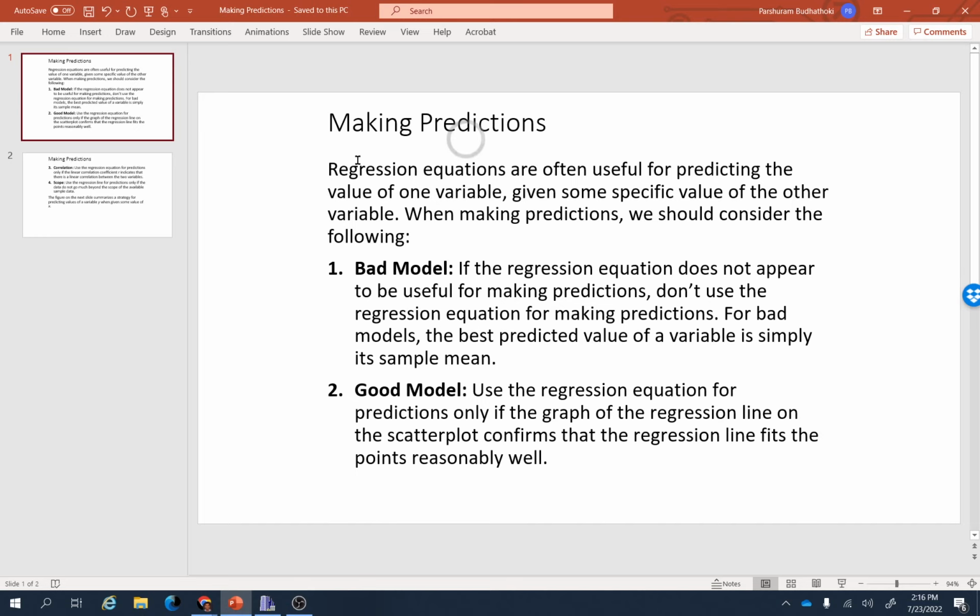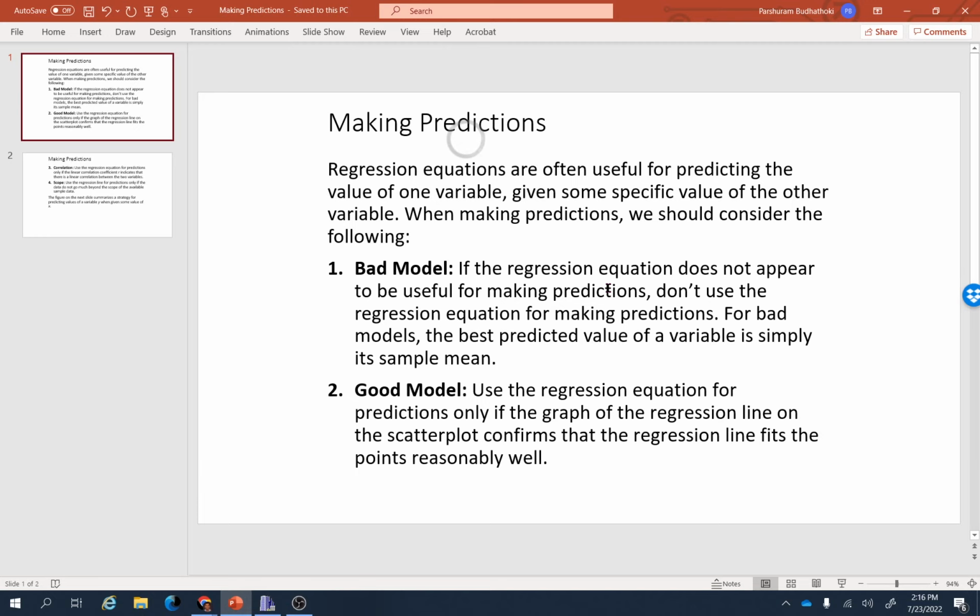Okay. So regression equations are often useful for predicting the value of one variable given some specific value of the other variable. When making prediction, we should consider the following. Bad model. If the regression equation does not appear to be useful for making prediction, don't use the regression equation for making prediction. For bad models, the best predicted value of a variable is simply the sample mean.